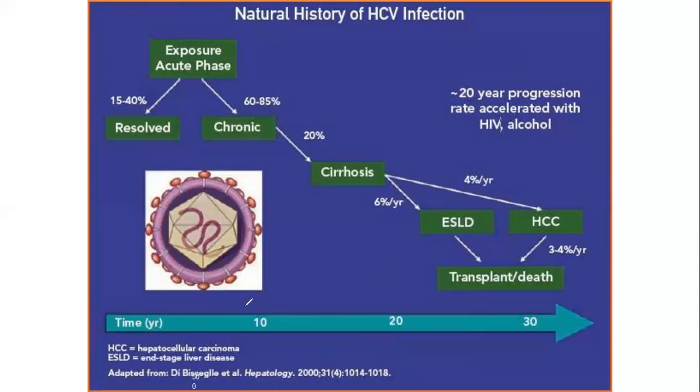But this is a prolonged process. Here you can see the arrow. This arrow signifies it took about 30 years. It's not that the disease is progressing fast. It's very slow. It takes 25 to 30 years to develop HCC, and eventually death.